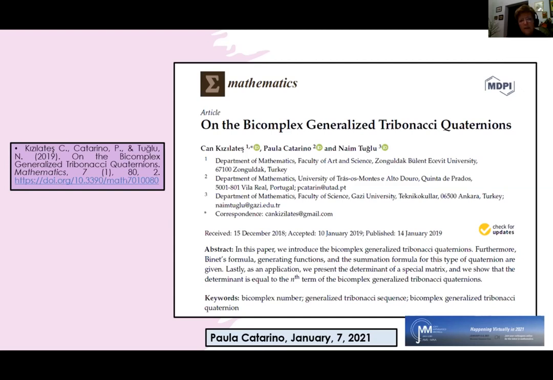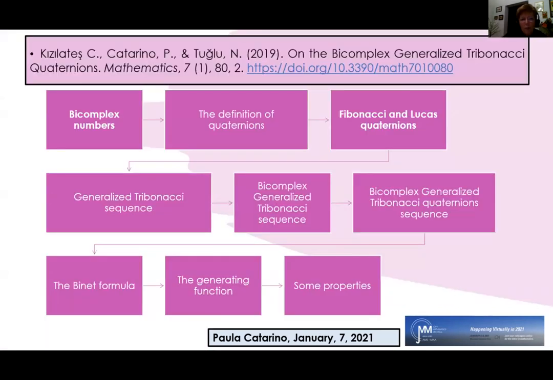The path here is this. We start with B-complex numbers. We introduced the definitions of quaternions, Fibonacci and Lucas quaternions, and the generalized Fibonacci sequence. Then the B-complex generalized Fibonacci sequence, then the B-complex generalized Fibonacci quaternion sequence, and about this last sequence, we give the Binet formula, generating functions, and some properties.